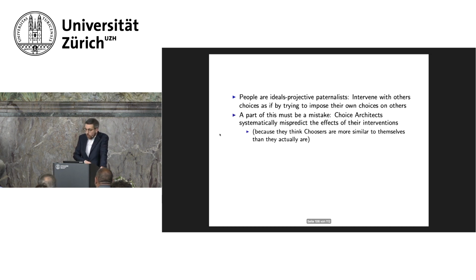And we can actually show that a part of this must be a mistake. We know that people want to account for the preferences of those whom they intervene with, but they systematically mispredict how restrictive their interventions are. In particular, the most patient people underestimate how restrictive they are, and the least patient people overestimate how restrictive they are. And so, because they cannot correctly predict the effects of their interventions, even though they want to account for the other person's preferences, we know that the way in which they intervene must at least partially be a mistake.